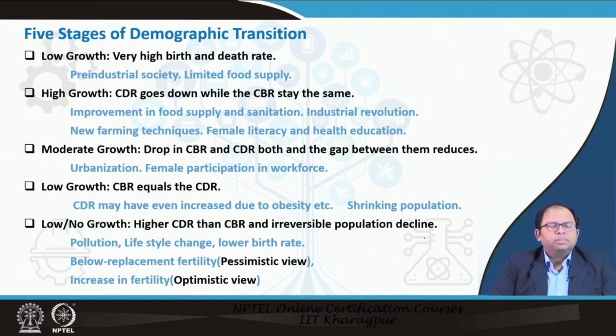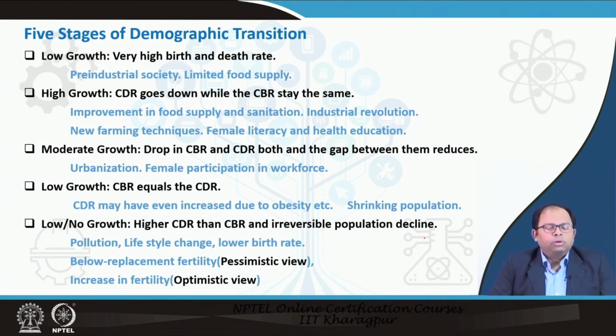Then comes the phase of moderate growth, where we see a drop in both the CBR and CDR, and the gap between these two starts reducing. Here we see more urbanization. That means the society is progressing, with more females participating in the workforce. Because females are participating in the workforce, we see a little drop in the birth rate as well. So this is the moderate growth phase.